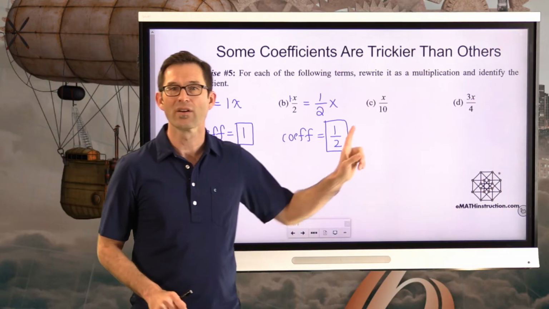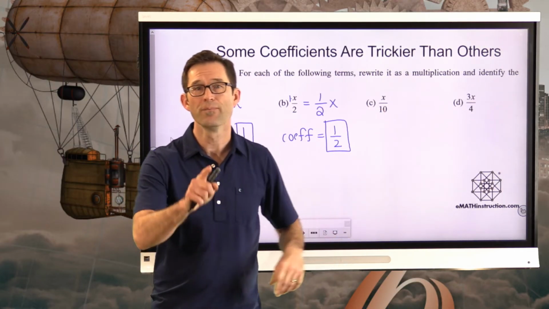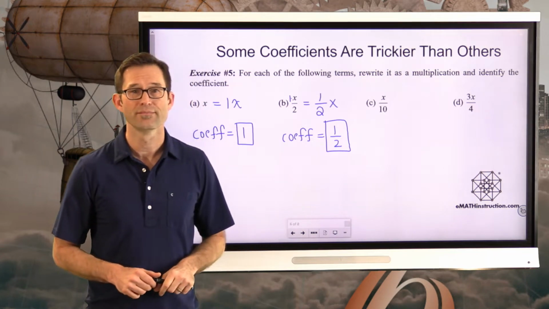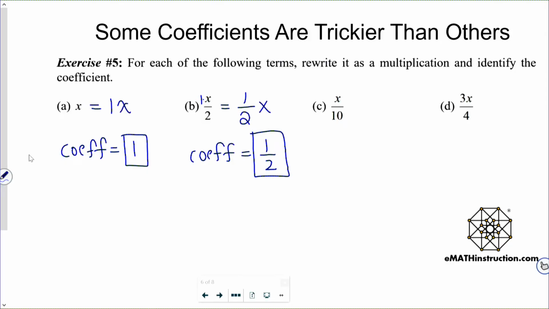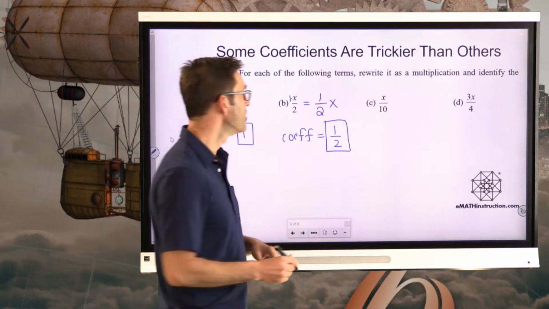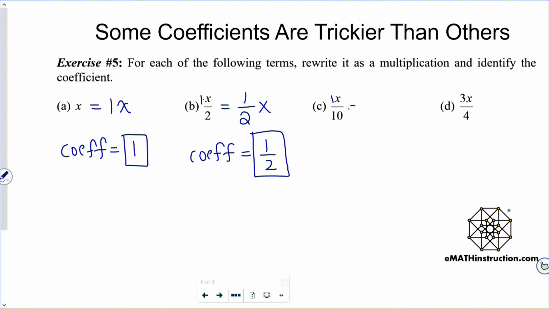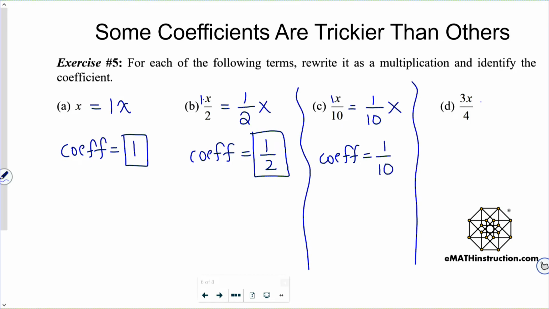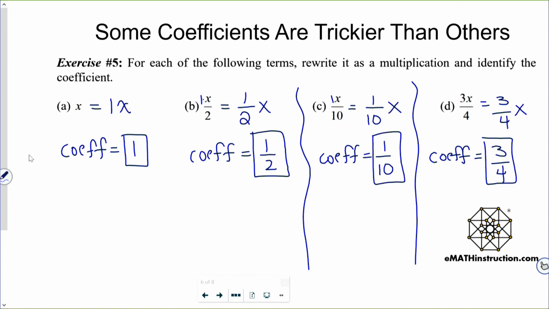That being said, I bet you're going to have no problem figuring out the coefficients of C and D. Pause the video and figure those out really quick. All right. Well, again, if you like, you could always put a 1 in front of that x. This is the same as 1/10 times x. So the coefficient is 1/10. And likewise, 3x divided by 4 is the same as 3/4 times x. So the coefficient is equal to 3/4.